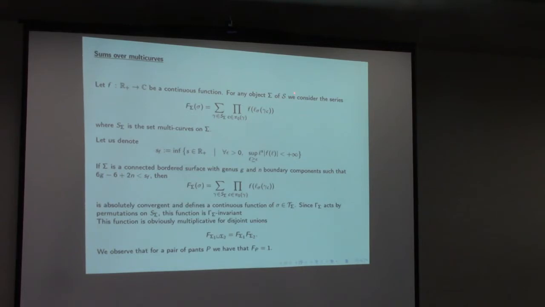So now for any surface, you take the set of multi-curves on sigma, and you sum through that set, and for each multi-curve, you take a product over the components of the multi-curve, and you apply f to the length at the sigma you are at in Teichmüller space of the component. So that function is well defined if you have the following condition, that 6g minus 6 plus 2n, where g and n are the genus and the number of boundary components of the surface, is less than s_f, where s_f is the infimum of this sort of polynomial growth rate measure here. So if that guy is smaller, that means the function decays sufficiently fast that this here will be a nice continuous function. The whole sum is absolutely convergent and defines a nice continuous function that is mapping class group invariant.